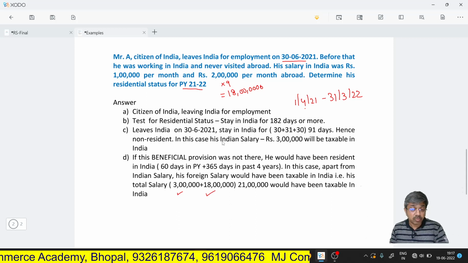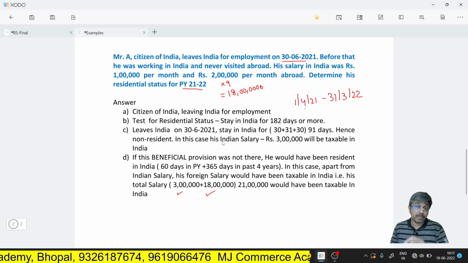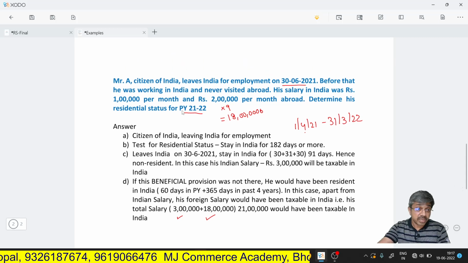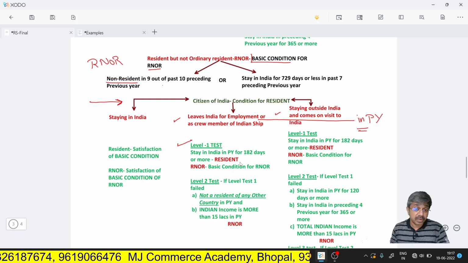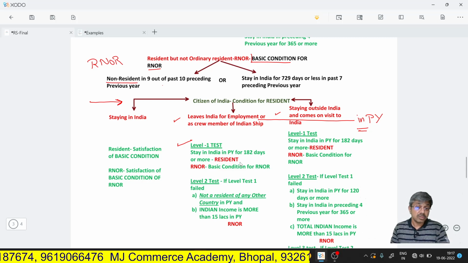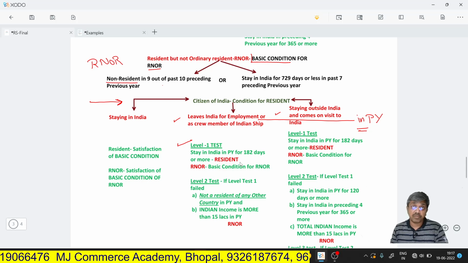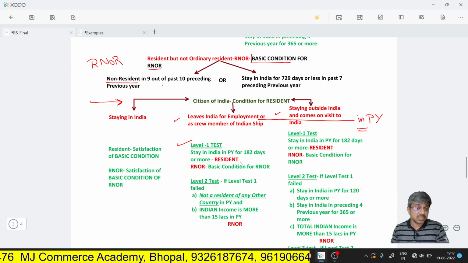So by removing that 60 days condition, a benefit is passed on to an Indian citizen who is leaving India for employment in the previous year. His taxability in this case will be restricted to 3 lakhs of income, not 21 lakhs. Hence, I am saying that by removing the 60 days condition, some benefit is being given to that individual. For a citizen of India, you need to divide an individual into 3 categories. If he is not falling in the first 2 categories, then his residential status will be determined in the residual category.